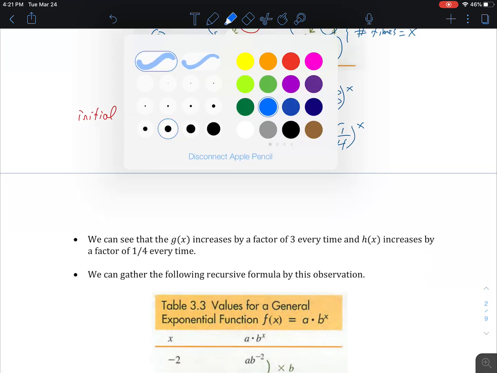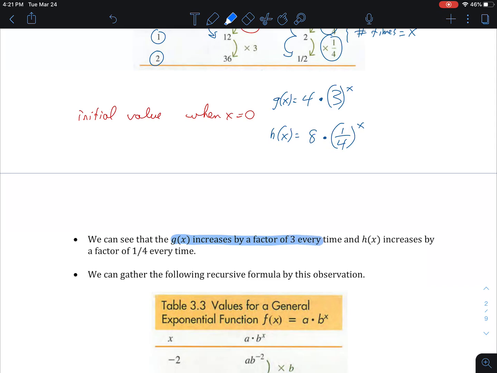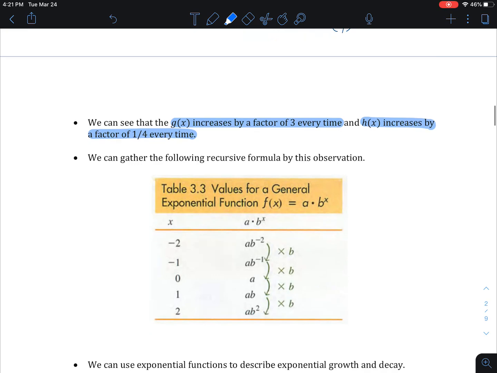We can see that g of x increases by a factor of 3 every time, and h of x changes by a factor of 1/4 every time, right? So that's my b value, my base, and the x is, well, how many times does it change?